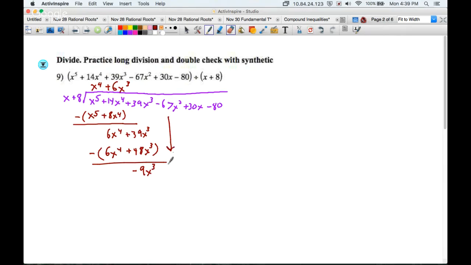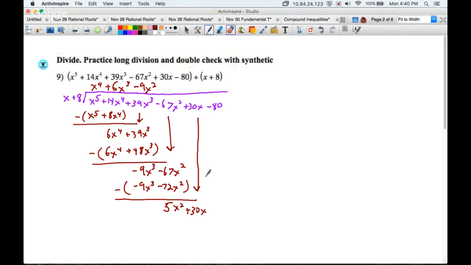Drop down the next one, negative 67x squared. How do I fit an x into that? Well, negative 9x squared. Actually do the multiplication, negative 9x cubed minus 72x squared. Parentheses are your friends, subtract it away. Negative 67 minus a negative 72 is the same as negative 67 plus 72 for a total of 5x squared. Drop down the next one, which is a 30x. How do I fit an x into a 5x squared? Well, with a 5x. Actually do the multiplication.